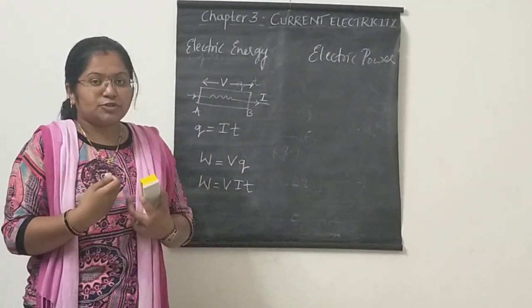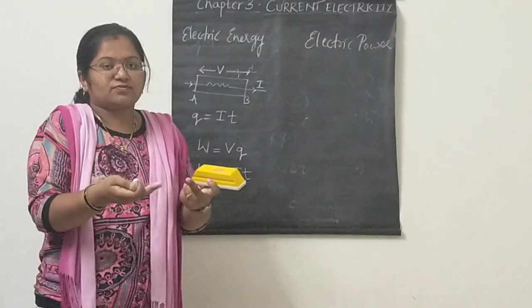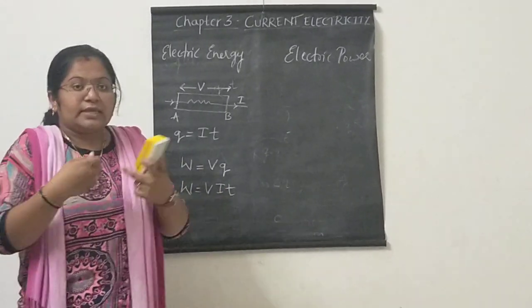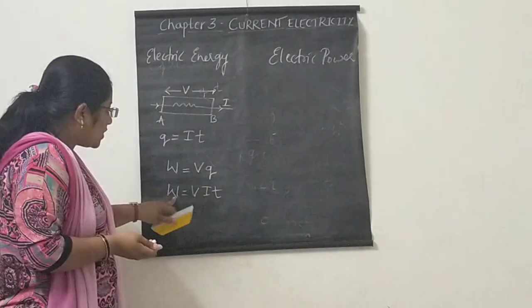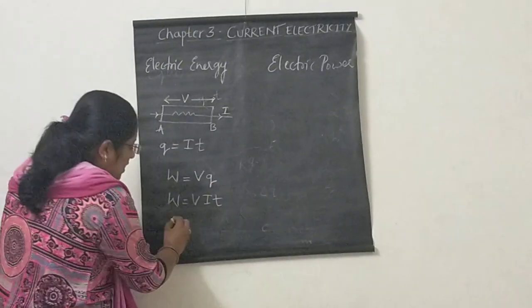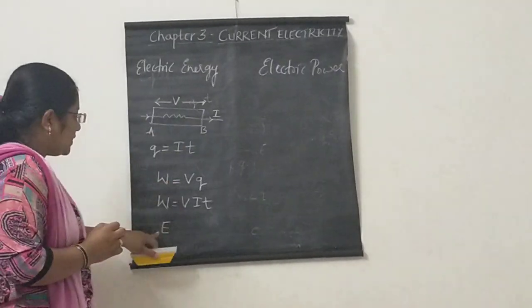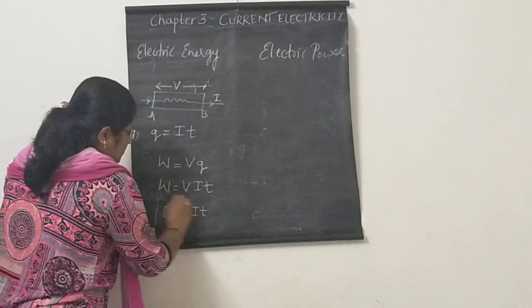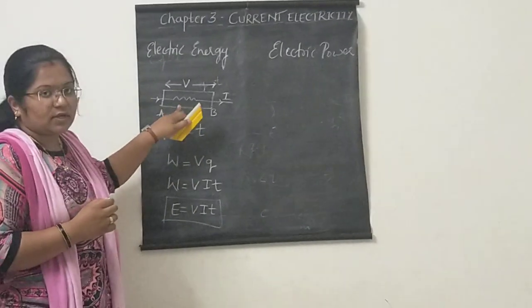So whatever energy you have, the same work you will do. Means if you are weak, you will do less work. If you are strong, you will do more work. Means the energy consumed is always equal to the work done. So here, work done is always equal to the energy consumed in this network. So what can we write? E is equal to VIT. So this is the electric energy of this electrical network.